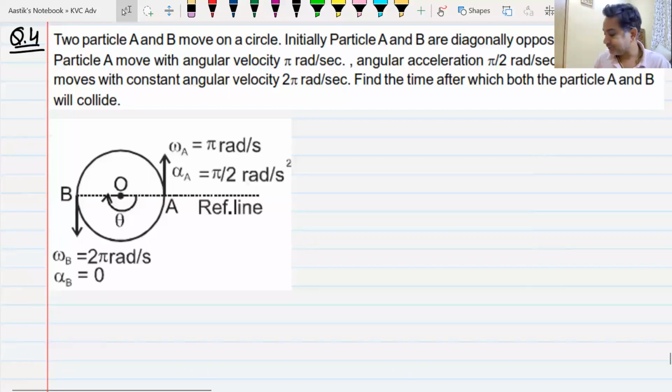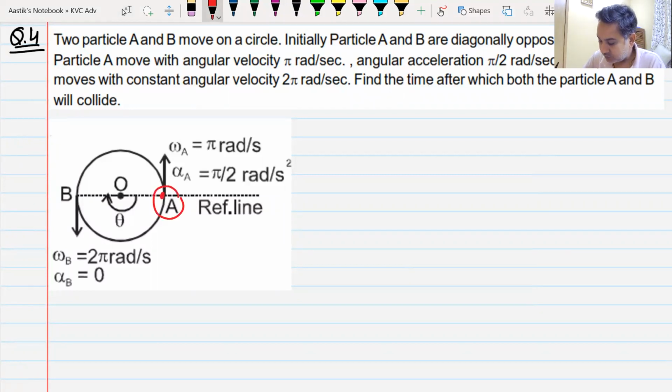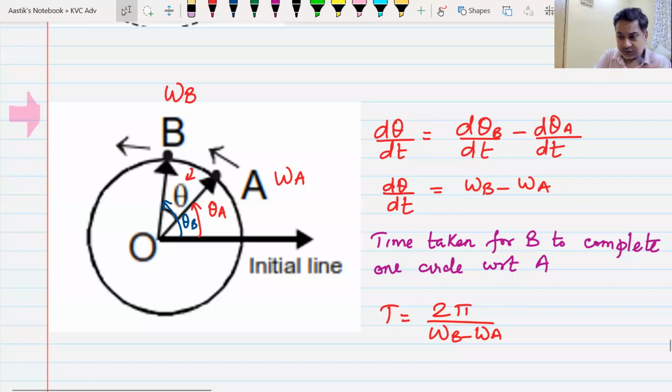This is the diagram. You become body A, and you can find out. Now, this is the same question as what we had done here. When will they catch each other? Do we understand this? Yes, sir.